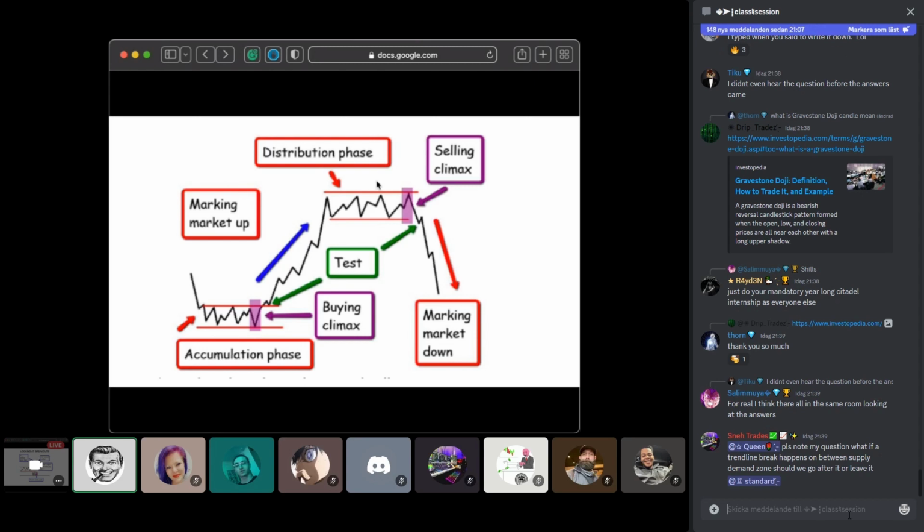Oh, okay. What if a trendline break happens between zones? Should we go after it or leave it? So you're saying that in the middle of the bracket zone is where your trend line is? Is that what you're saying?